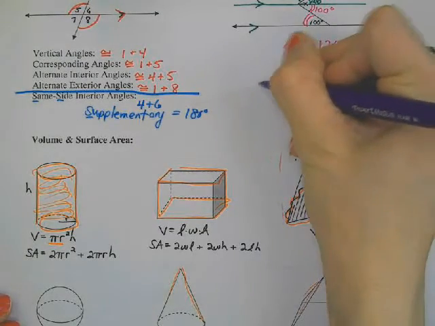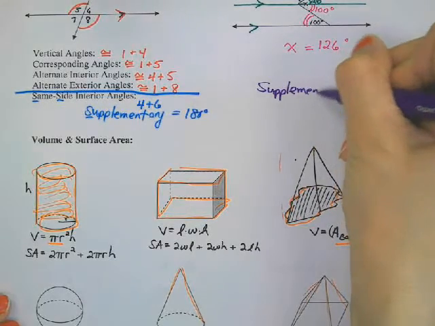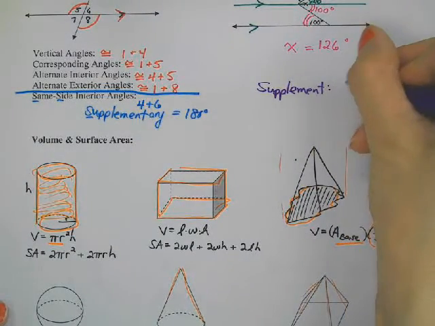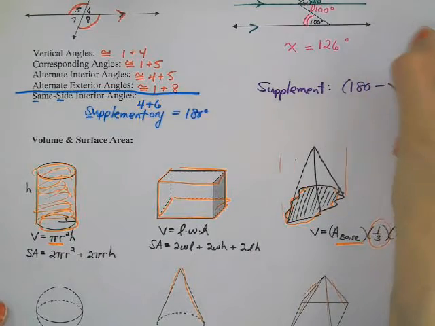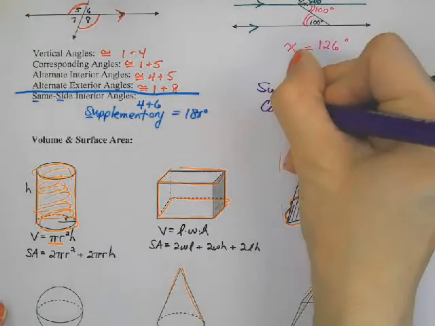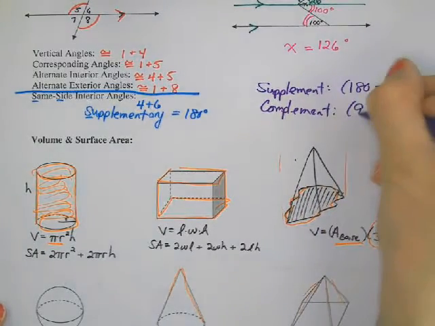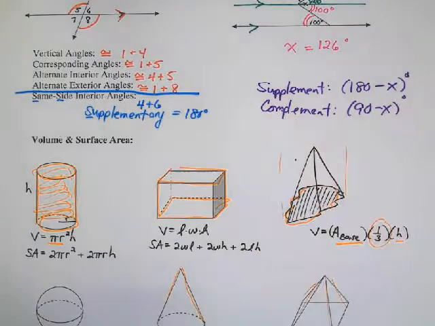Whenever you're doing word problems and they say the supplement, it's always going to be 180 minus x if you need to write an algebraic expression. And whenever they say complement, then you're going to say 90 minus x. The complement of an angle is 90 minus x. You could represent it like that. Don't forget, you could also use the answers and kind of fill them into the words they say and see which ones make sense.